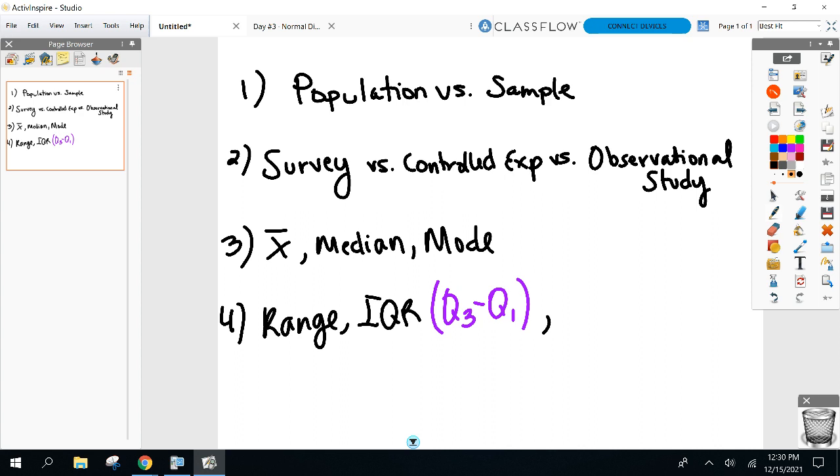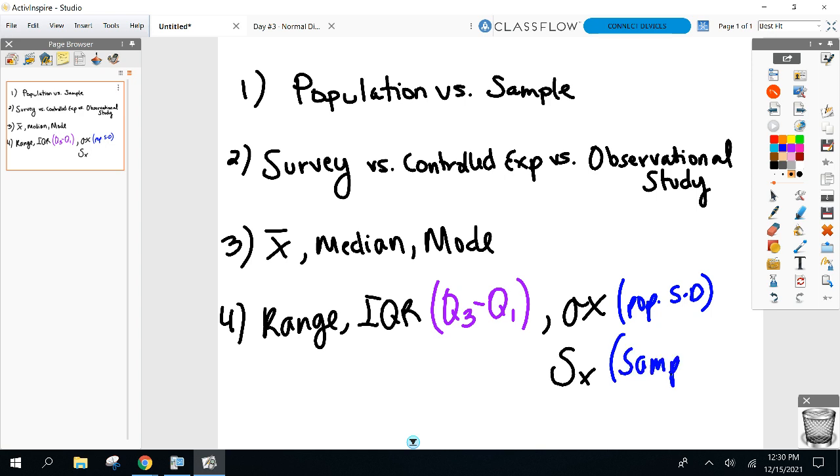Let's see, what other values did we find yesterday? Big one: standard deviation. There's this one, which is what? Population standard deviation, yep. And then there's a second one called Sx, which is sample standard deviation, yep. If the problem doesn't say which one to use, we assume we use population. Perfect.